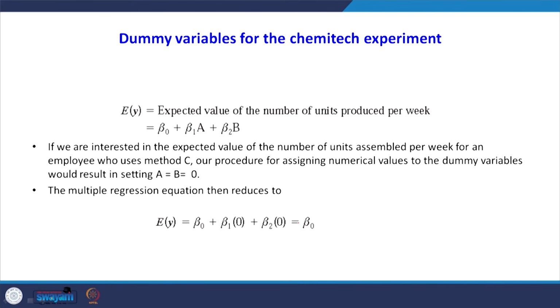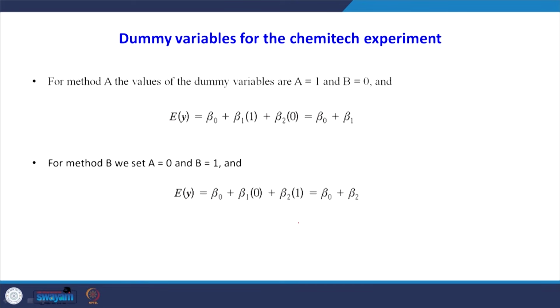When you substitute a equal to 0, b equal to 0, the expected value of y is nothing but your beta 0. In case of method A, the value of the dummy variables is a equal to 1, b equal to 0. So when you substitute in the regression equation, you are getting beta 0 plus beta 1, because a value is 1, b value is 0. So beta 0 plus beta 1. If you want to know the expected value for assembly method B, we have to set a equal to 0, b equal to 1. So when you substitute in the regression equation, you are getting beta 0 plus beta 2.